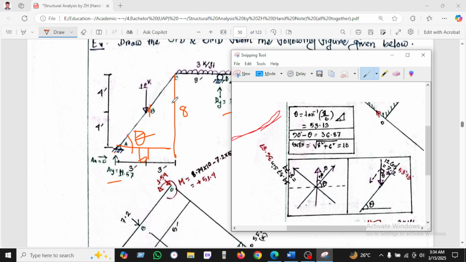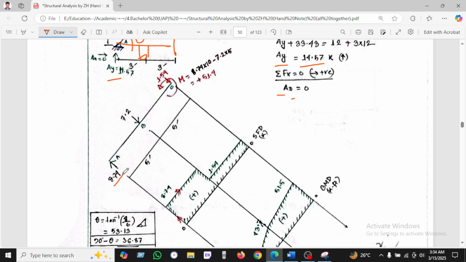Theta is equal to 8, which is the vertical distance, and the horizontal distance is 3, and we found theta is 53.3, and 90 minus theta we will be calculating 36.67, and the hypotenuse we have been calculating as 8 square minus 6 square, which is 10, the distance of A and C. Okay, let's see how we will calculate the 8.81.